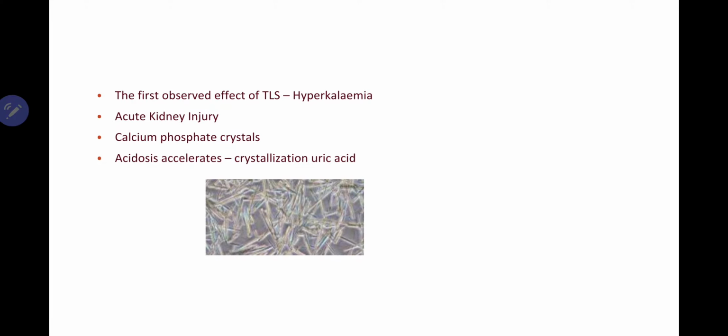So, the first observed effect of tumor lysis syndrome is hyperkalemia. It must be remembered. And acute kidney injury is due to two features. One is formation of calcium phosphate crystals that we have seen in the previous slides, and the other is formation of uric acid crystals. Uric acid crystallization is accelerated if there is underlying acidosis.